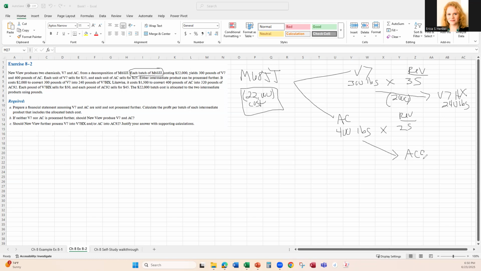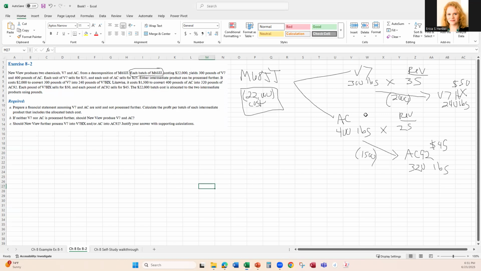Then we could take this 400 pounds of AC and convert it into AC92, a further refined product. And that costs us $1,500 here. Then these can be sold for $50, and these can be sold for $45. Now, the $22,000 batch cost is allocated to the two intermediate products using pounds.